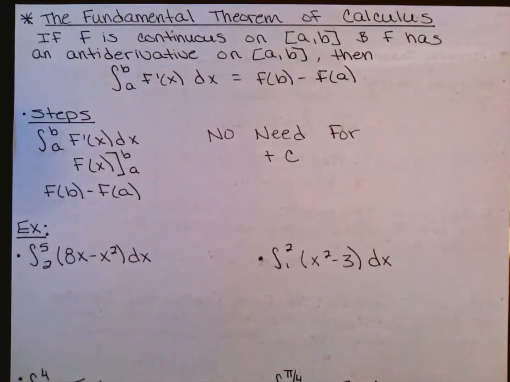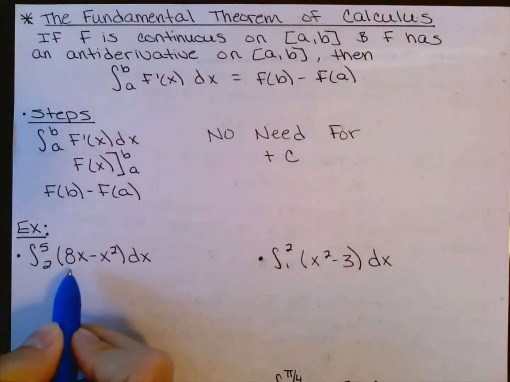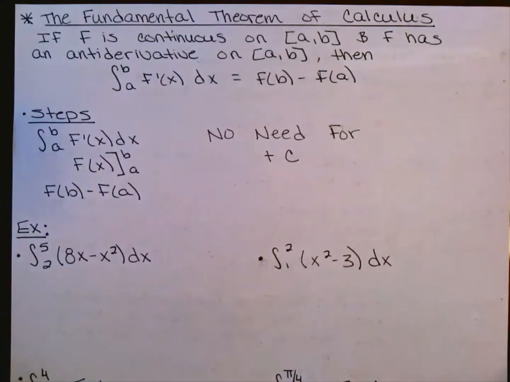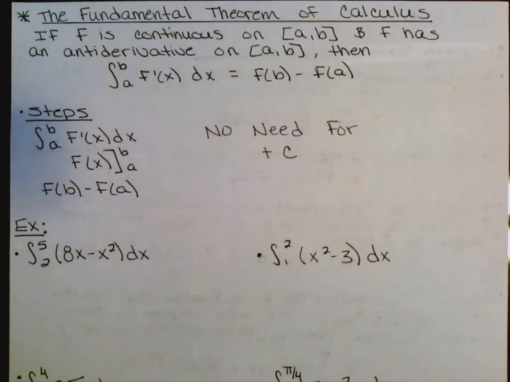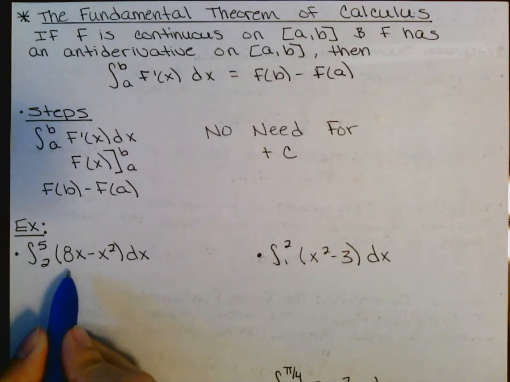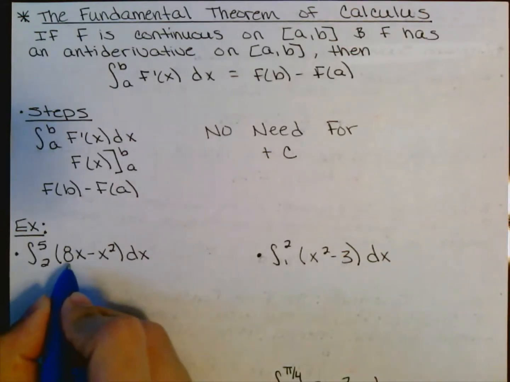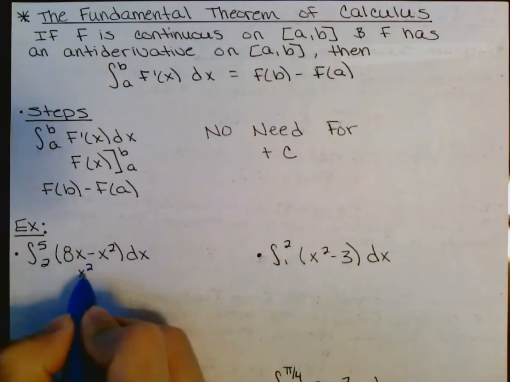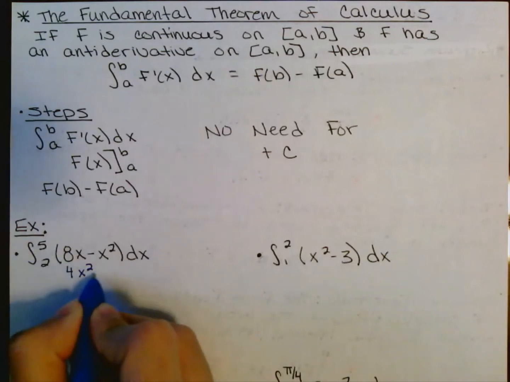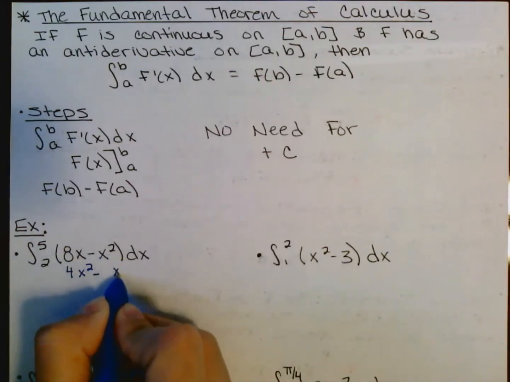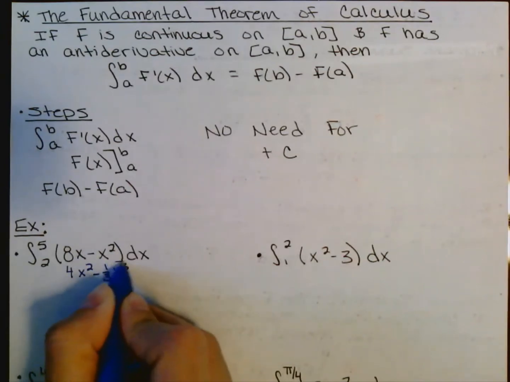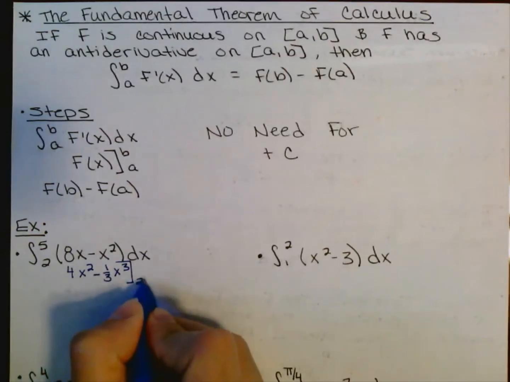Let's look at this first example. Step 1 is going to be to do the antiderivative. When I do the antiderivative, my exponent is currently a 1, so I'm going to add 1 to it, and it becomes an x squared. And I'm dividing 8 by 2, and I get 4. Minus, my current exponent is a 2, so it's going to become a 3, and now I divide by 3, so I have 1/3. And I'm going from 2 to 5.